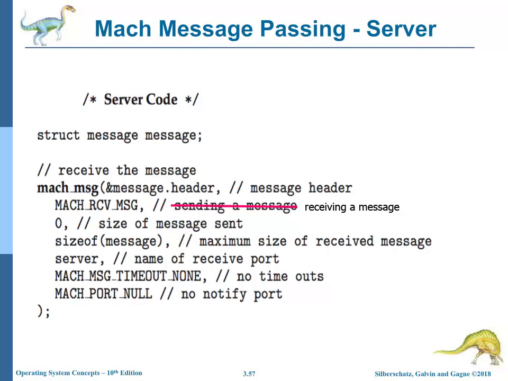This part is the server code. It also creates a message of the Mach message type. Then it calls the mach_msg function. The second parameter is MACH_RCV_MSG. So it's going to receive a message. For the fifth parameter, the name of the receive port, this time you need to put the server, because that's the name of the receive port.